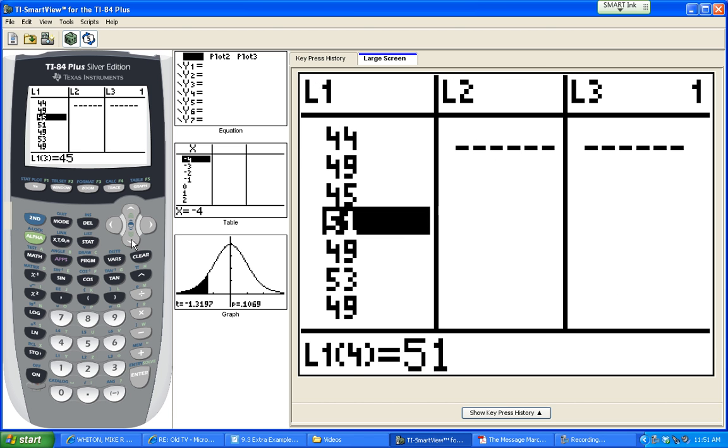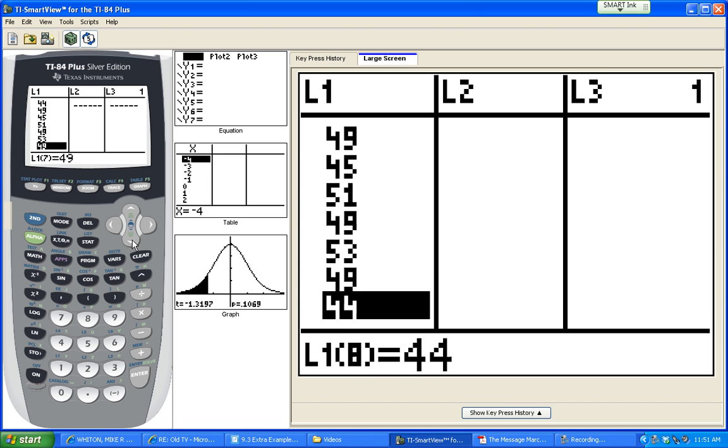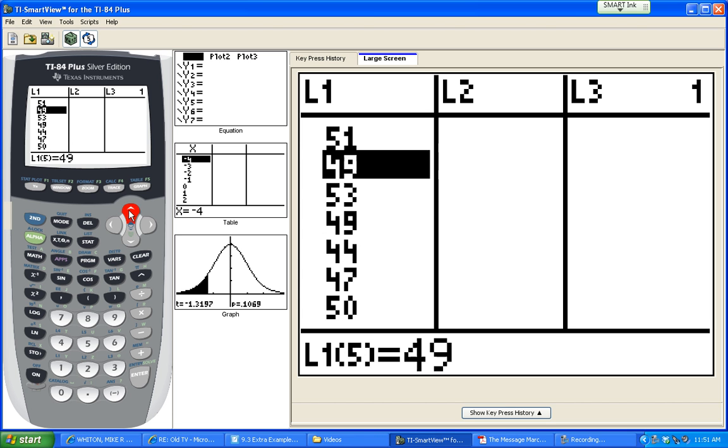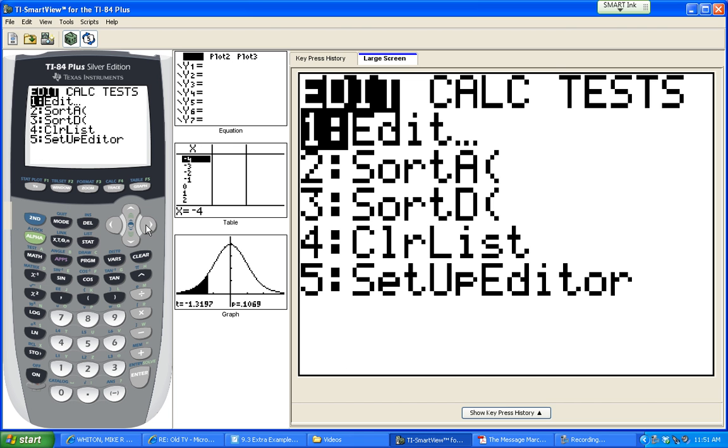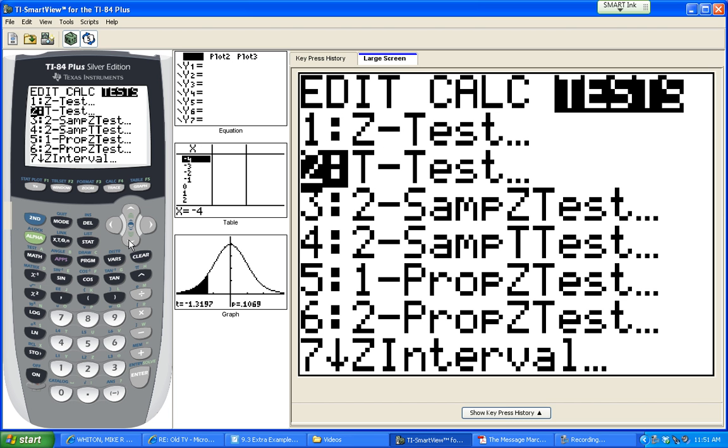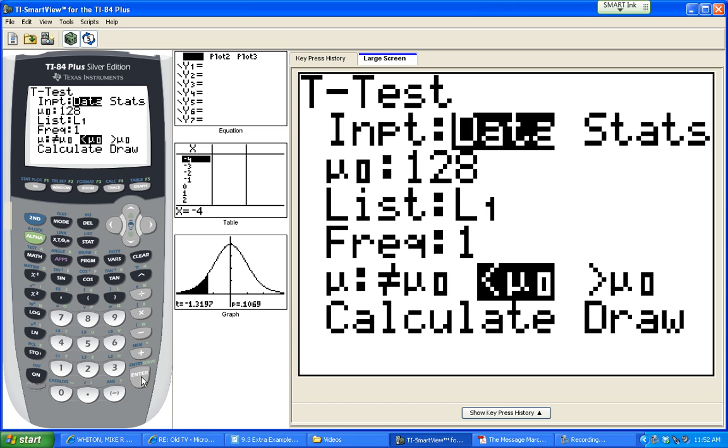We're doing this manually. I had this in here and I did the one variable stats. You don't have to do that. You can just put the numbers in, so that's going to be the 12 values. I'll go back over to the t-test. Now for this problem, the data is our input.